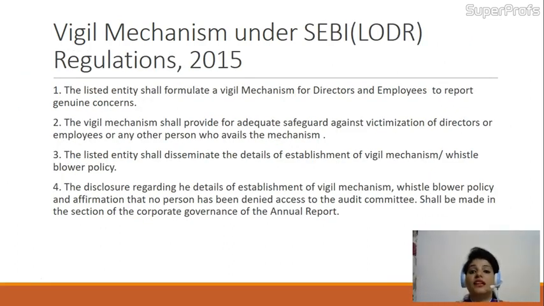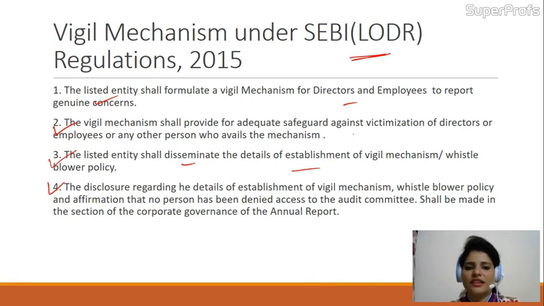Now, the vigil mechanism under the SEBI LODR regulations. The SEBI Listing Obligations and Disclosure Requirements Regulations 2015 also talk about the vigil mechanism. First, the listed entity should formulate a vigil mechanism for directors and employees to report genuine concerns. Second, the vigil mechanism shall provide adequate safeguards against victimization of directors, employees or other persons who avail the mechanism. Third, the listed entity shall disseminate the details of the establishment of this vigil mechanism or whistleblower policy. The disclosure regarding the details of establishment shall be made in the corporate governance section of the annual report. Now, one by one we'll discuss.